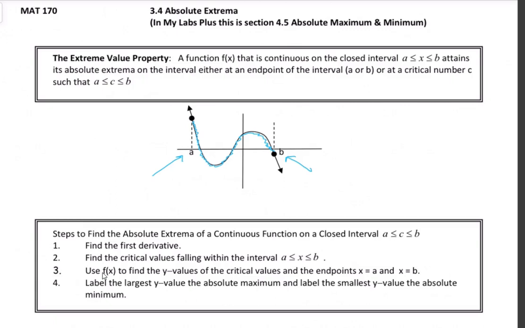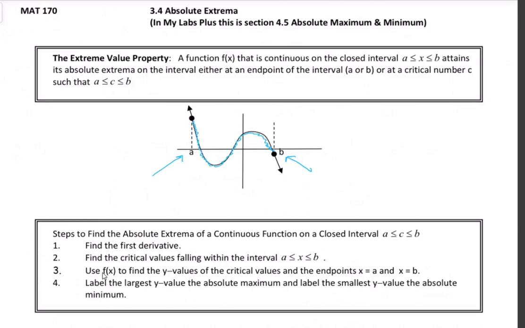And what that extreme value property says is that if you do have a closed interval like this one, then the absolute max and the absolute min is always going to occur at either one of those endpoints or at a relative max or relative min. We can see that illustrated in this graph here.